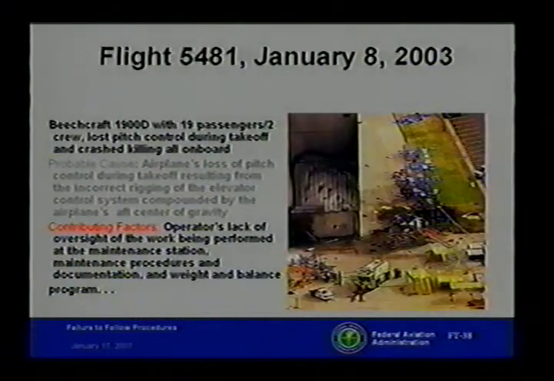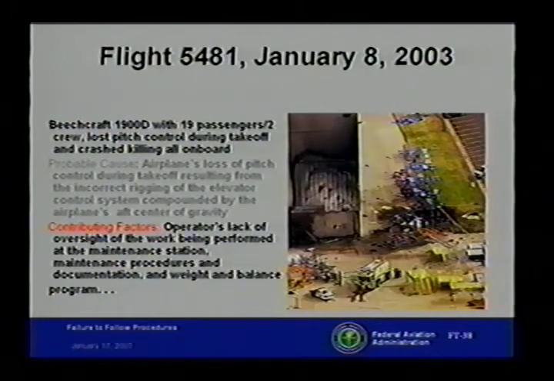The contributing factor was the operator's lack of oversight of the work that was being performed, the maintenance procedures, the documentation of such, and the weight and balance program, as we found out with this. Let y'all read some of that.